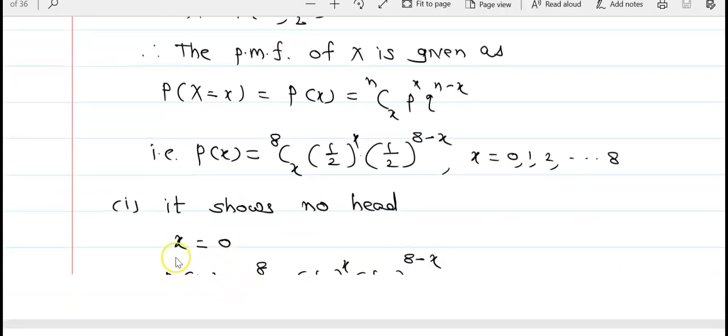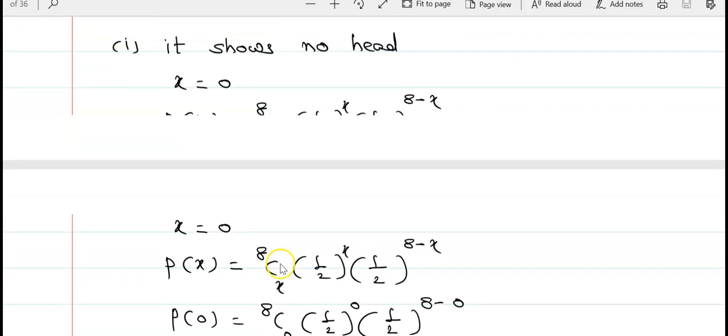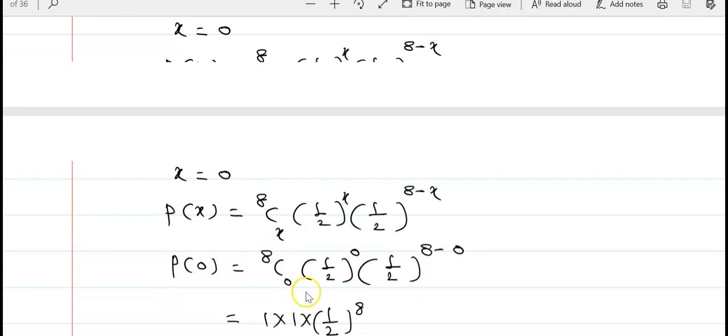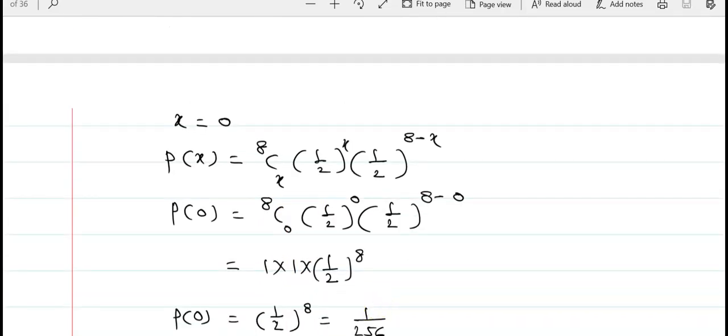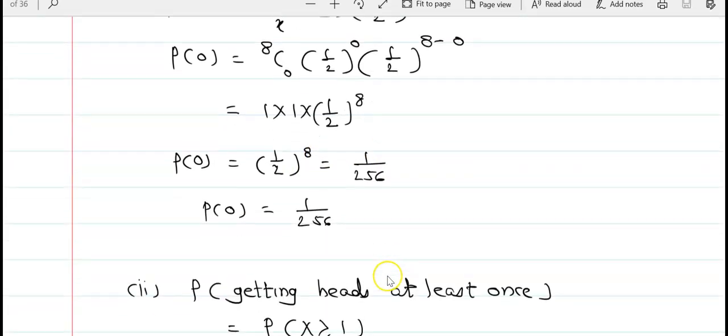It shows no head, that is X is equal to 0. Substitute X equal to 0: P of 0 is 8C0, 1 upon 2 raised to 0, 1 upon 2 raised to 8 minus 0. This is 1, 1, 1 upon 2 raised to 8. That is, P of 0 is equal to 1 upon 2 raised to 8, which is equal to 1 upon 256.